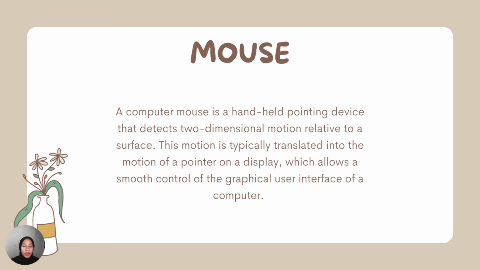Next is mouse. A computer mouse is a handheld pointing device that detects two-dimensional motion relative to a surface. This motion is typically translated into the motion of a pointer on a display, which allows smooth control of the graphical user interface of a computer.